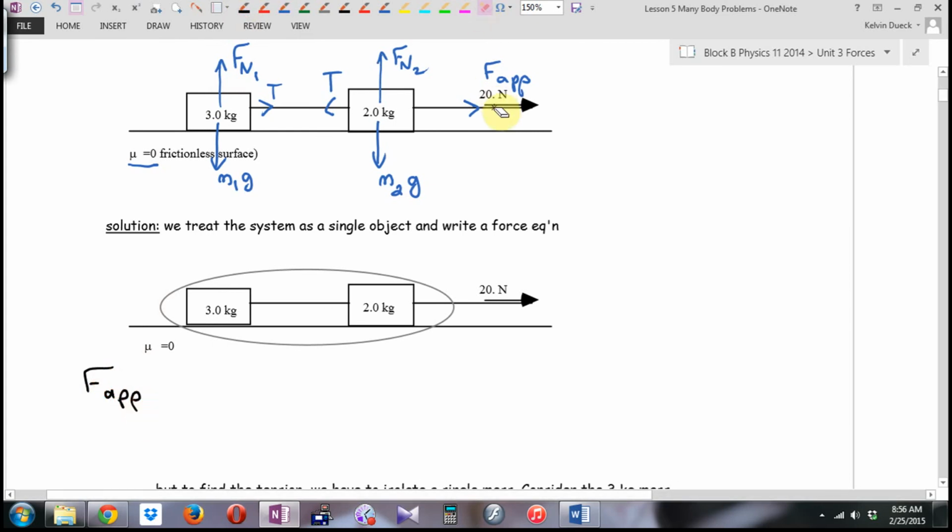And then as I walk along the string, I run into tension. Now, which way is tension here pointing? Sorry, the force, not you. Keep walking. Oh, I also run into this force. Which way is it pointing?